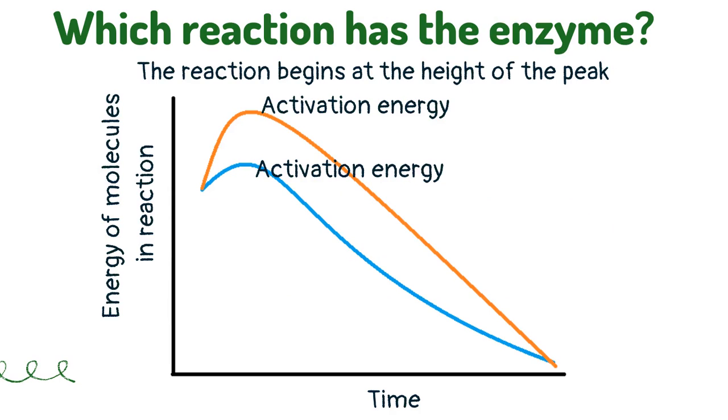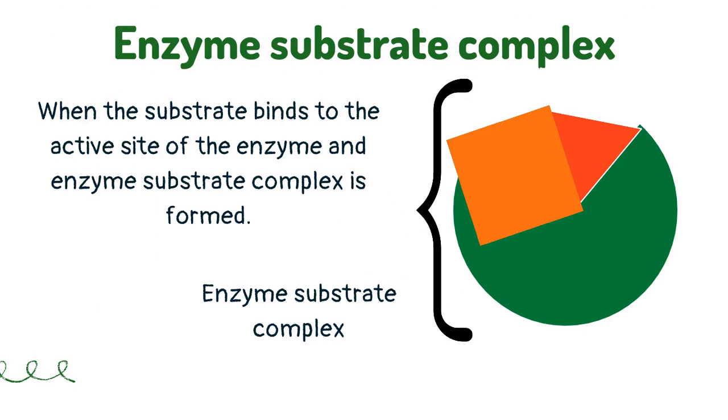The red line shows the reaction of an uncatalyzed reaction and the blue line shows the reaction of a catalyzed reaction. The blue line has a lower activation energy. When the substrate binds to the active site of the enzyme, an enzyme-substrate complex is formed.